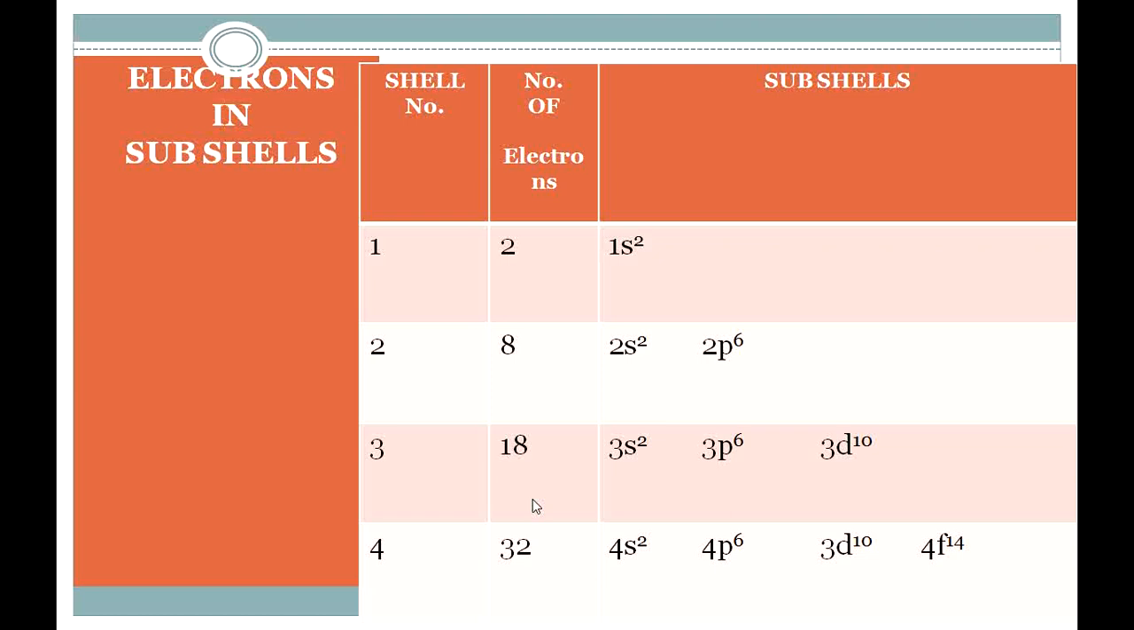Next is, how many electrons can be placed in any subshell? It's again simple. The first shell is having only two electrons and we are having only one orbital, that is the 1s orbital. So those two electrons will go to the 1s orbital. So we can conclude that s orbital will always have two electrons. You can see that 2s, 3s and 4s, all these have two electrons.